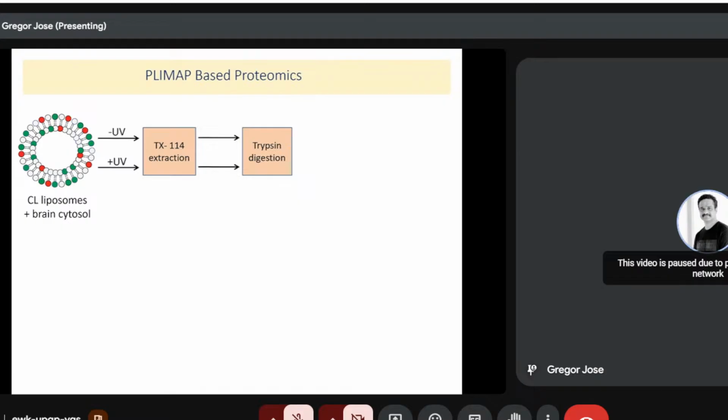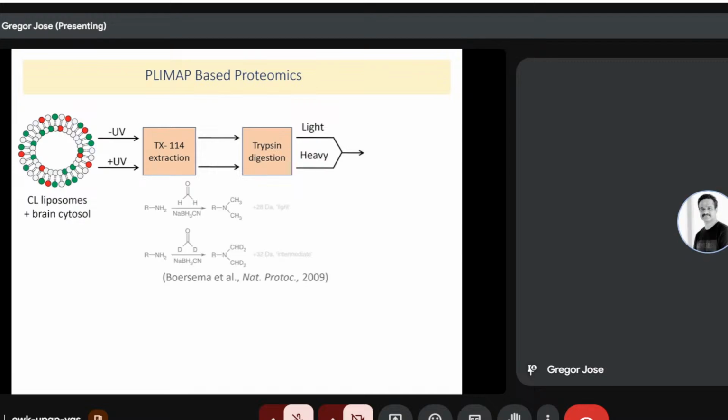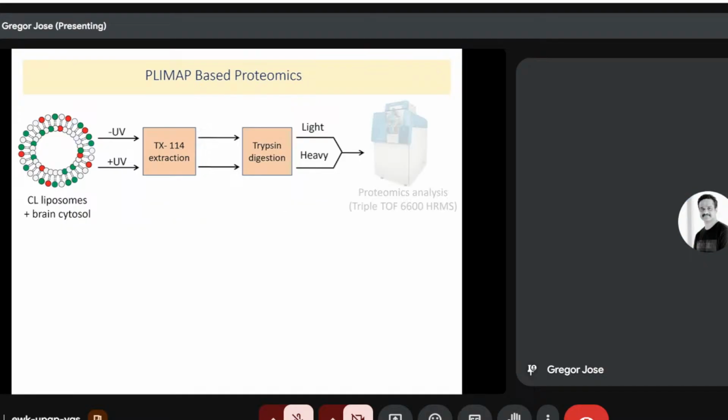Then, as I told earlier, the protein needs to be cut into pieces. So we use trypsin to digest these proteins. And we label them. This is the tricky part. On one hand, you have a sample which is not UV cross-linked. The other sample is cross-linked. So on one side, we used formaldehyde light, and on the other, formaldehyde heavy. We label them separately, mix them together, and do proteomics analysis. So this is what we did.